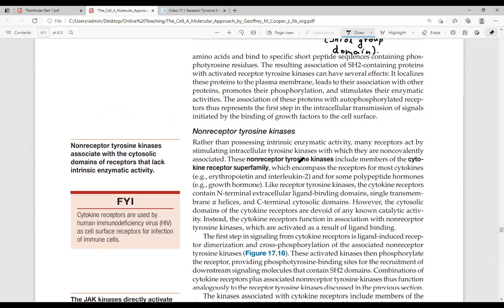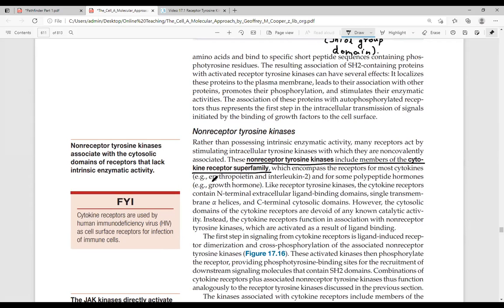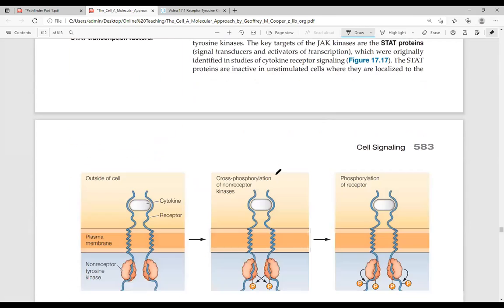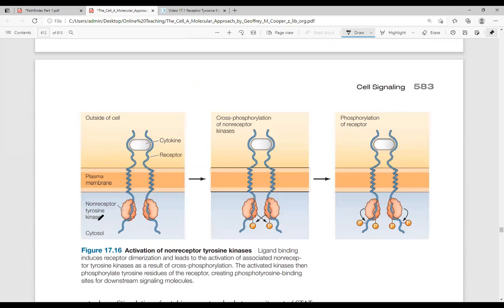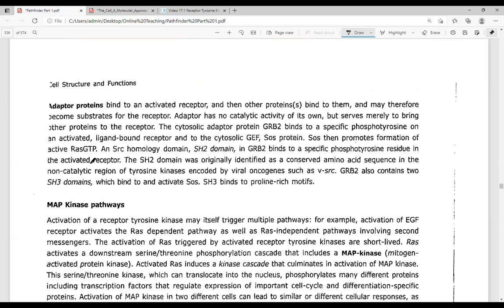And these include the cytokine receptor superfamilies, which include erythropoietin and the interleukins. Now, the next type of molecules will have non-receptor tyrosine kinase, which means they will not have any type of receptor. Firstly, let me finish the first part from the book Pathfinder.